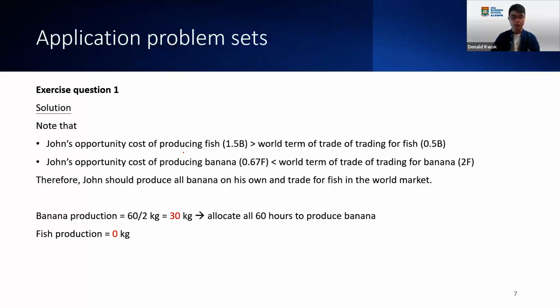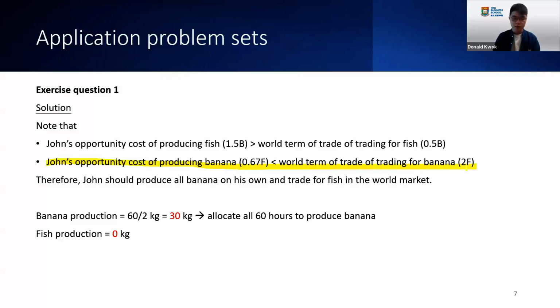However, John's opportunity cost of producing banana is 0.67F, which is lower than the world term of trade of trading banana, 2F. As you can see, compared with the world market, John actually has a comparative advantage in producing banana. So this is why John should spend all his time to produce banana and buy fish in the world market if he would like to have fish.